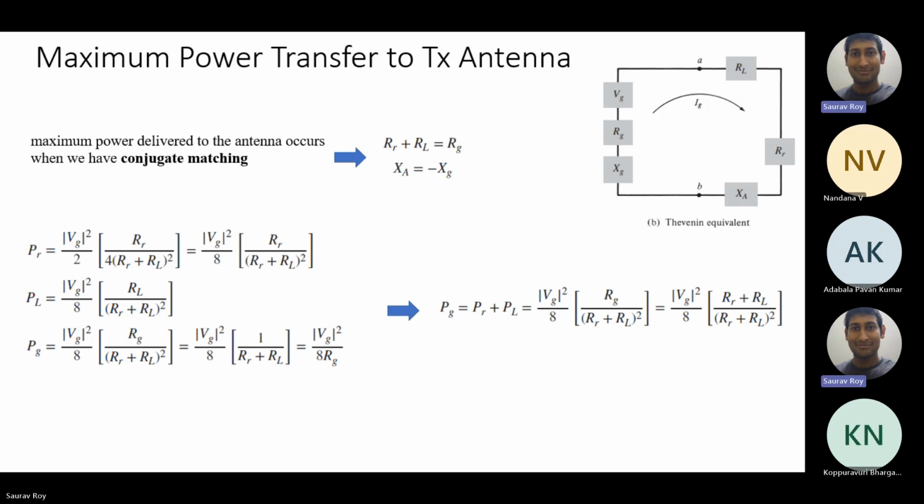So half the power is already dissipated in the source itself, and the other half of the power is delivered to the antenna. Out of that, some portion is radiated and some portion is lost in the antenna itself as heat. This is a very simplified calculation, but it's very important because from this you can have a basic understanding of how the power is dissipated in the antenna itself. So, any question on this? Any doubt or anything?